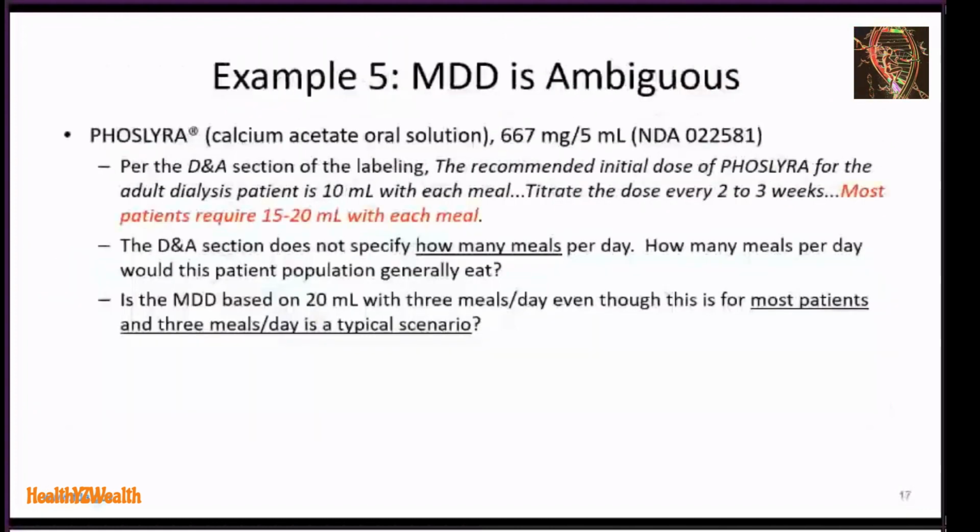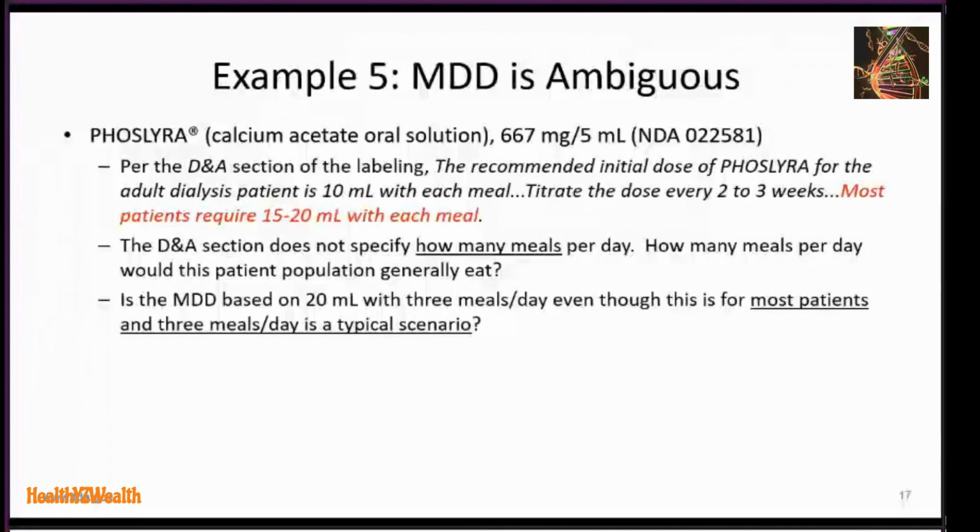An example where the maximum daily dose is ambiguous is for Foslyra oral solution. Per the dosage administration section of the labeling, the recommended initial dose of Foslyra for the adult dialysis patient is 10 milliliters with each meal, and most patients require 15 to 20 milliliters with each meal. How many meals per day would this patient population generally eat?